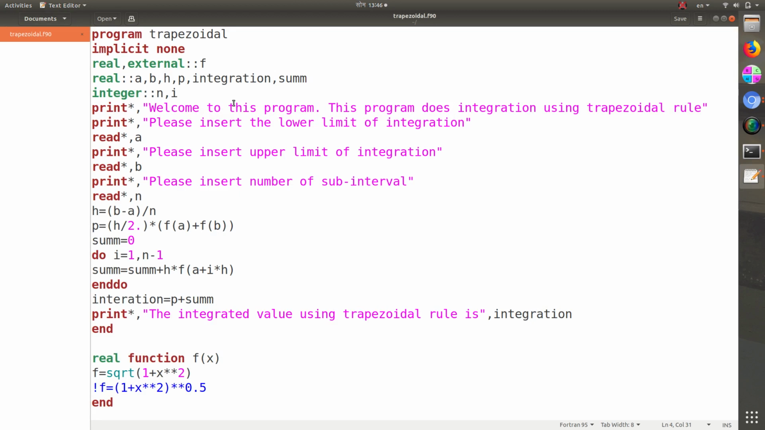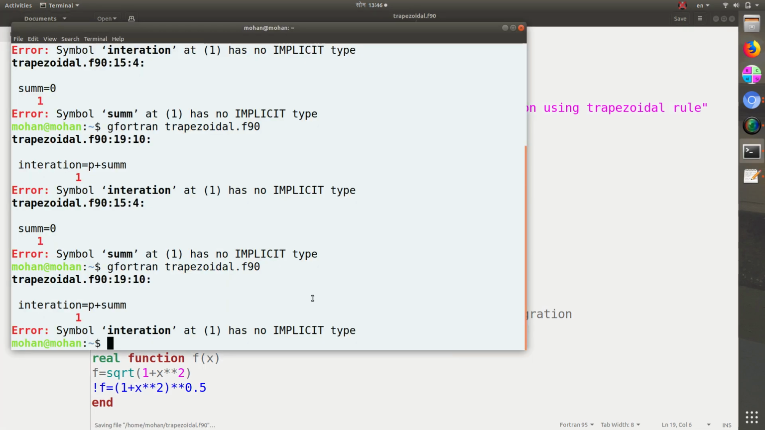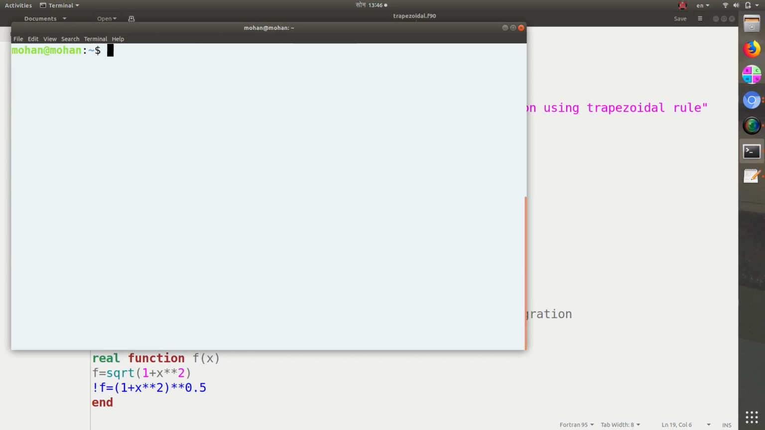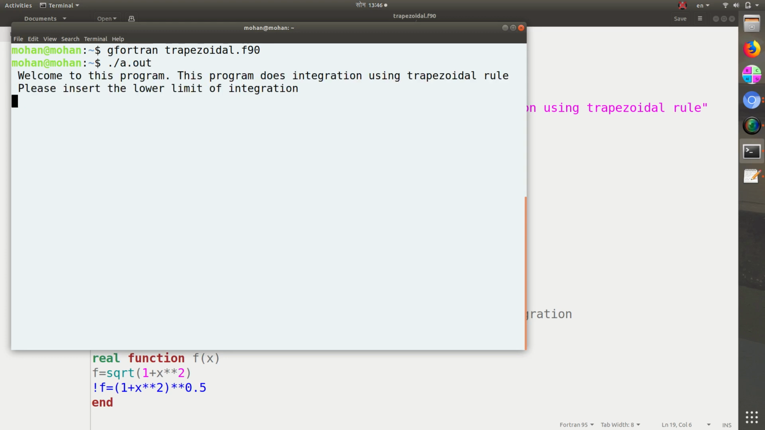Integration is right, integration is right, but here integration, sorry, no, this is fine. Saved and compiled. Alright, yes, now we are right. Okay, so yes, it compiled, and we get our output. Welcome to this program. This program does integration using Simpson rule. Please insert the lower limit of integration as I said previously.